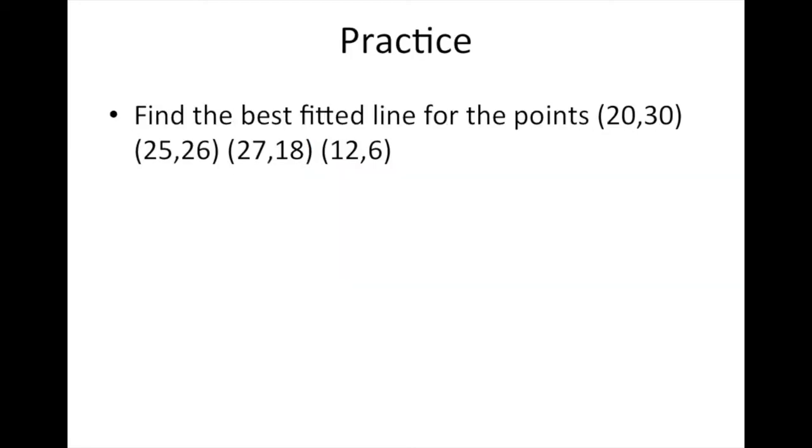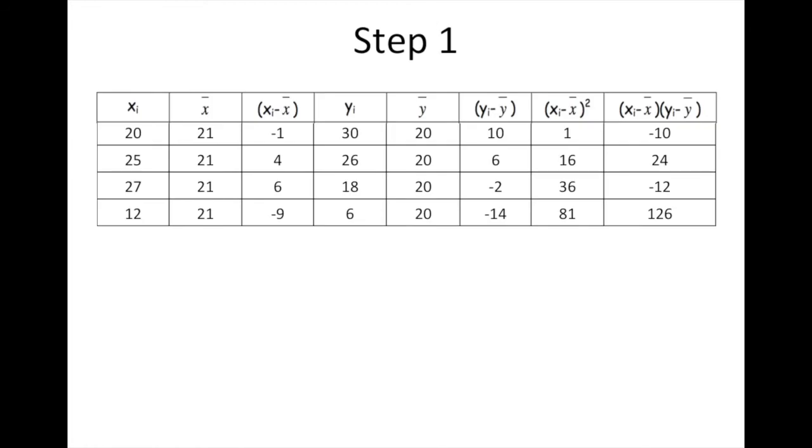So take a look at a practice question. Find the best fitted line for the points (20, 30), (25, 26), (27, 18), (12, 6). So step 1, as talked about before, plot in x and y values. So 20, 25, 27, and 12 for x, and the corresponding y is 30, 26, 18, and 6. Calculate x bar and y bar, which are 21 and 20.